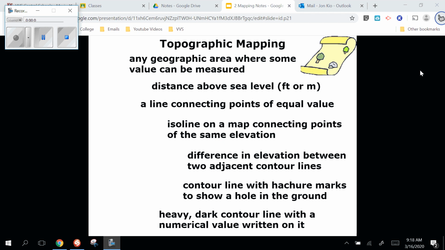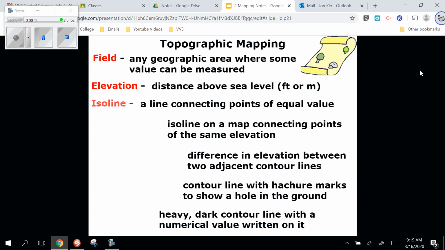Okay, so a little review on topographic mapping. Got a little vocab. We measure things in a field on a field map. It's an area where we can map something: temperature, pressure, whatever. Elevations, distance above sea level, we measure in feet or meters.